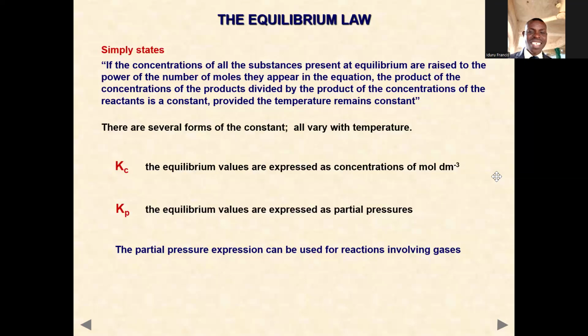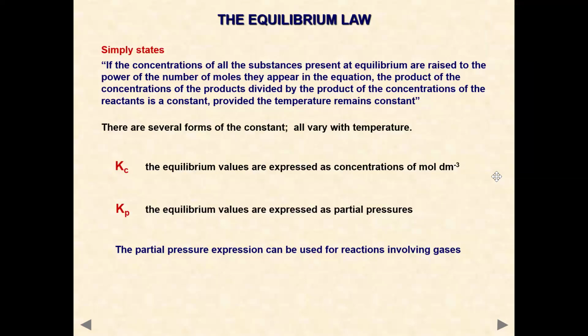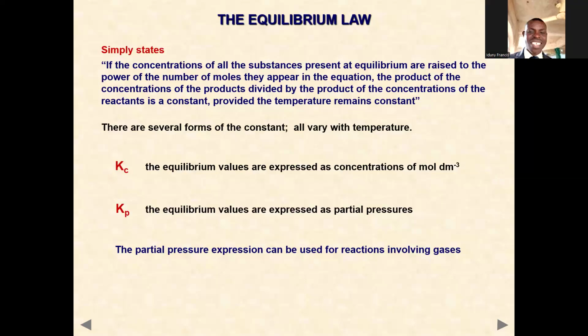There are two types of equilibrium. The first one is equilibrium in solution. What do you mean by equilibrium in solution? Equilibrium in solution has a symbol of K, then subscript C.